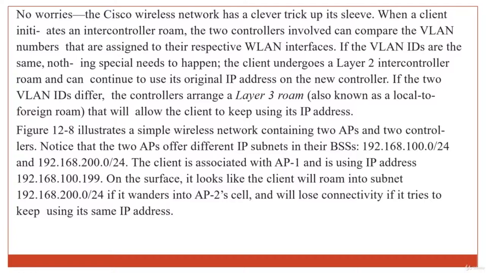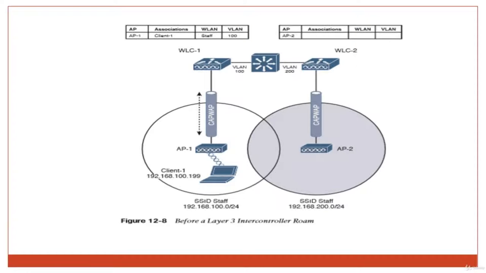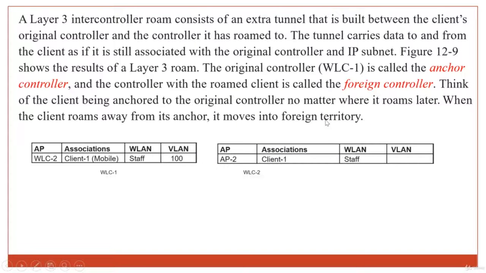So you're crossing the subnet and then you want to roam. Again, the structure will look the same, but for the CAPWAP tunnel you can see AP1 and WLC1, and AP2 and WLC2, both are in different IP subnets. So what will happen if this client wants to move, de-associate, and associate with another AP? He can do it.